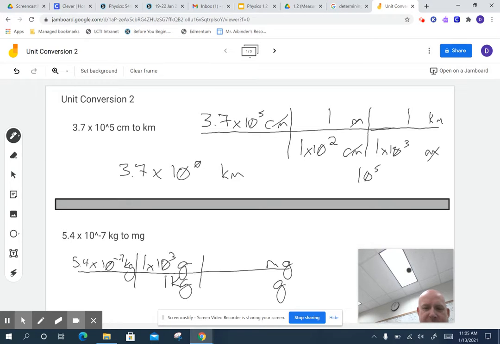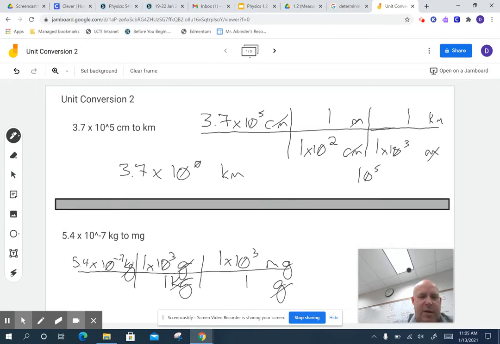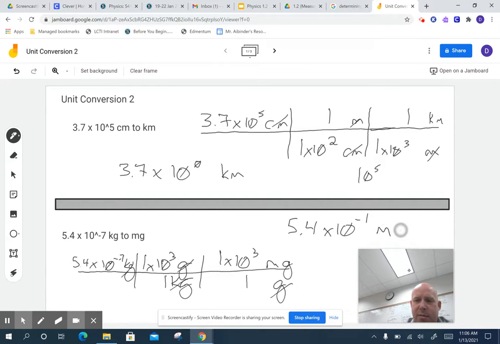The grams has to be down here to cancel these out. Now, how many milligrams are in a gram? Well, if you look it up, it's 1 times 10 to the 3rd milligrams. So 1 gram is 1 times 10 to the 3rd. Boom. Grams cancel. Kilograms cancel. So you've got 5.4 times 1. Everything else is a 1. So it's 5.4. You know you're ending up with milligrams. And it's -7 plus 3, which gives you a -4. So 5.4 times 10 to the -4 milligrams. That's how you answer those.